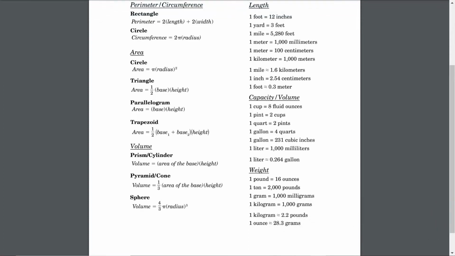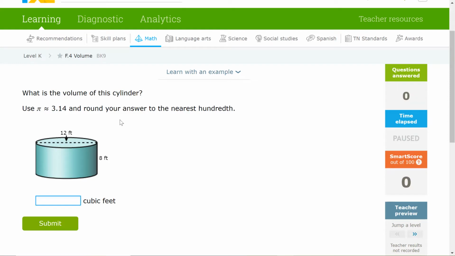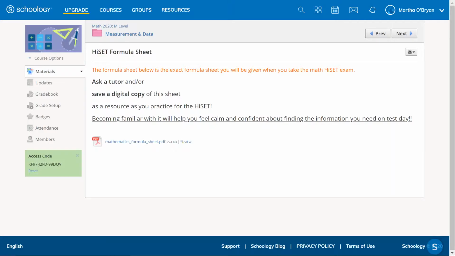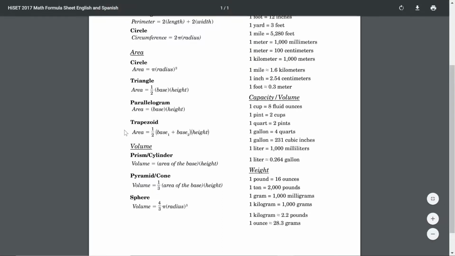and let's take a look at this problem to start. This one right here. What is the volume of this cylinder? Use 3.14 as pi and round your answer to the nearest hundredth. So what we'll do is find our formula for a prism or cylinder. The volume equals the area of the base times the height.